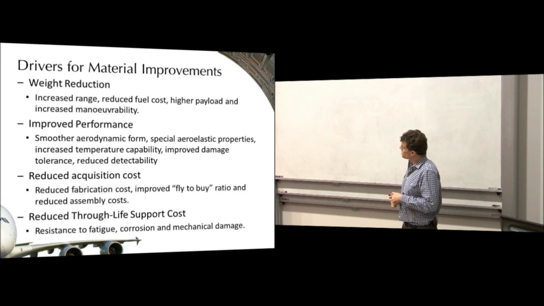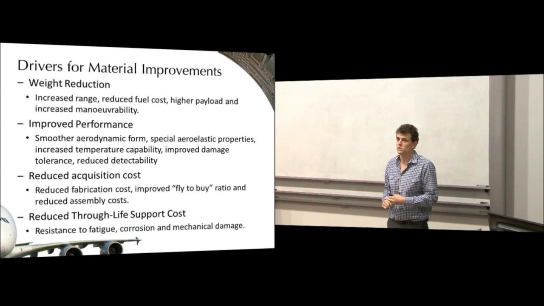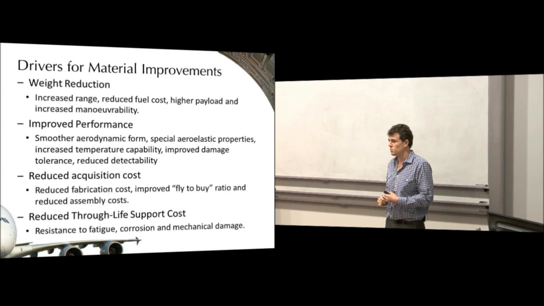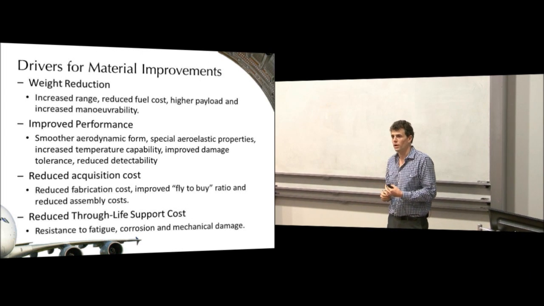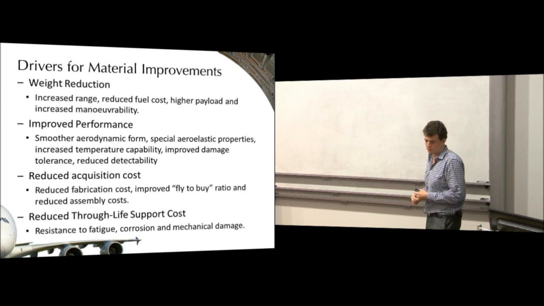And the last one, which is a really big one, and it's probably all said and done the one that's really driving the industry towards composites, is reduced through life support costs. Composites are significantly better at resisting fatigue than alloys are, and they're significantly better at resisting corrosion than alloys are. So over their life, they need less inspection and less effort going into maintenance and repair. And if you've seen how much money airlines spend on maintenance, then this is a really, really big benefit of a composite aircraft.